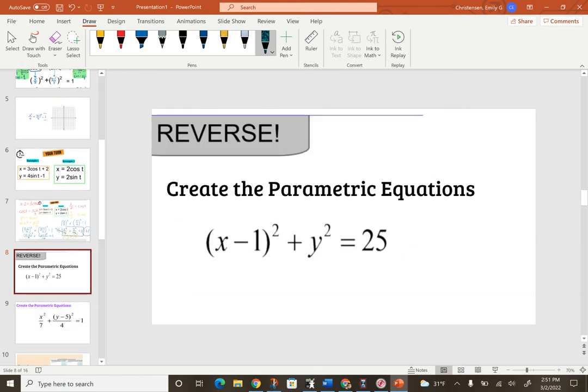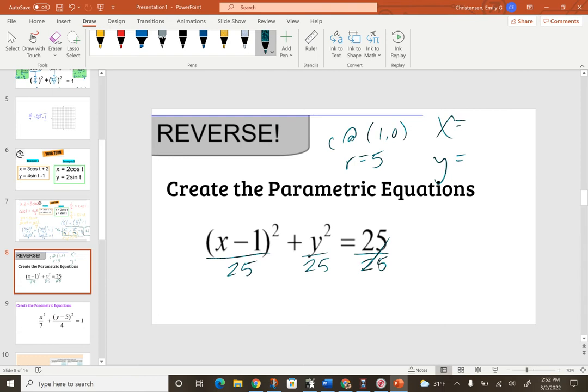But let's also go in the reverse. Let's start with standard form of, this would have been a circle with a center point at 1, 0, radius of 5. Let's actually get the parametric equations of it. So we've got to basically work in reverse here. So first, I would want this equal to 1. So that makes it equal to 1.